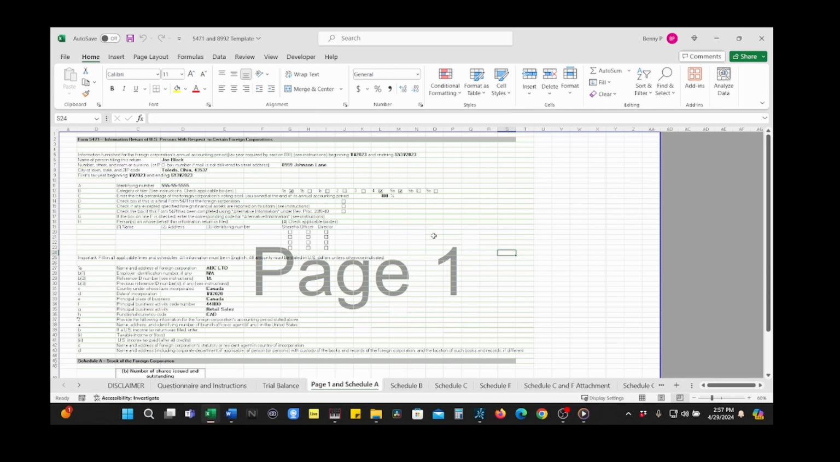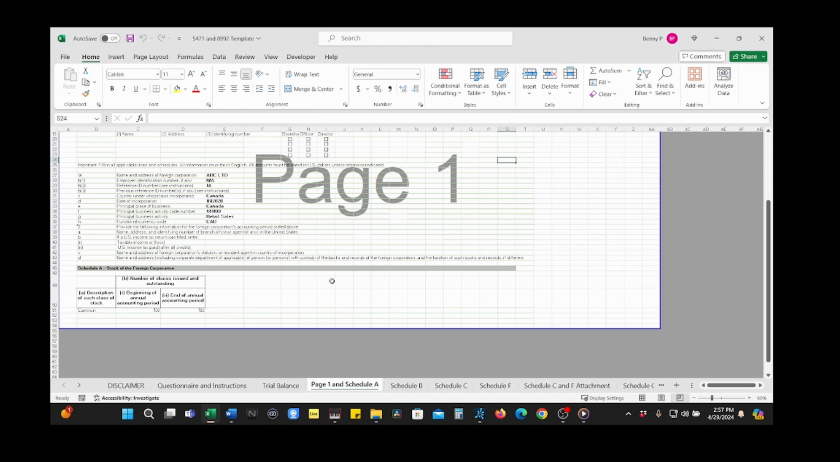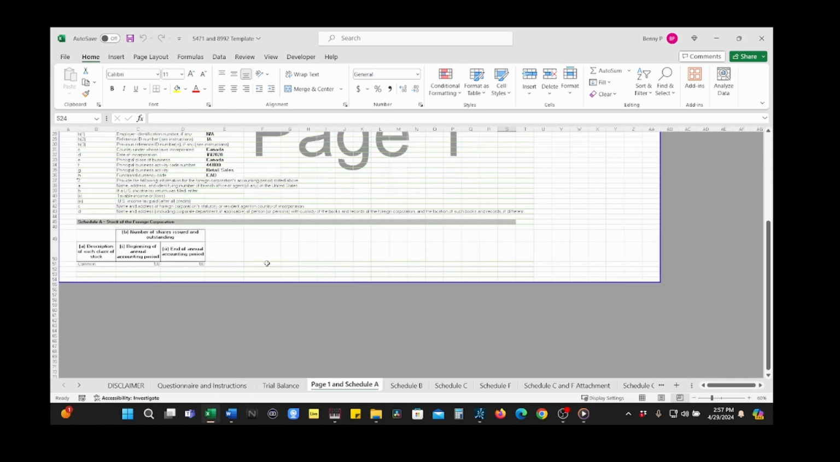Now, let's quickly go over each schedule, starting with Schedule A. Schedule A is pretty straightforward. You have to show the class of stock you own and how many shares you have. So in this case, we have common shares, but if you had preferred shares, you would indicate that in column A.